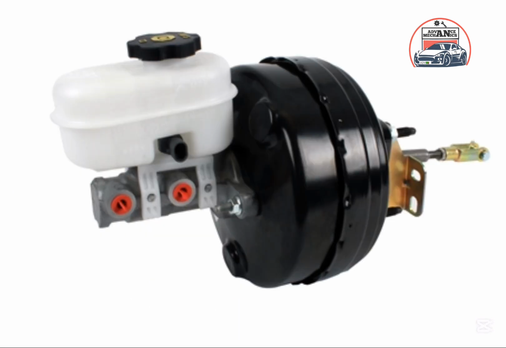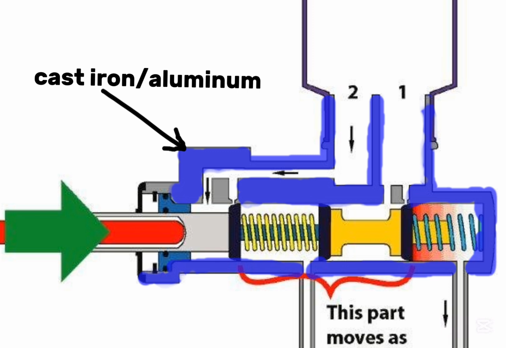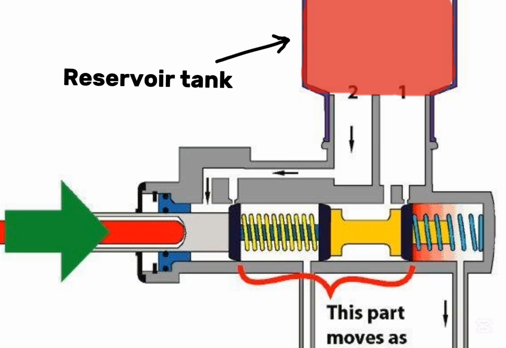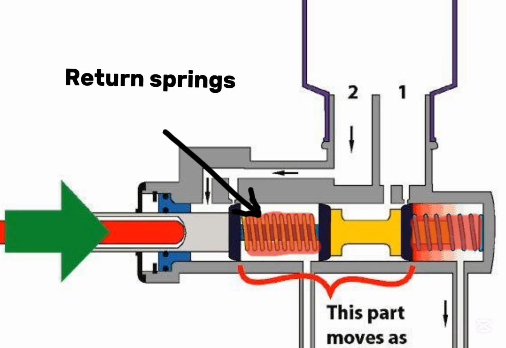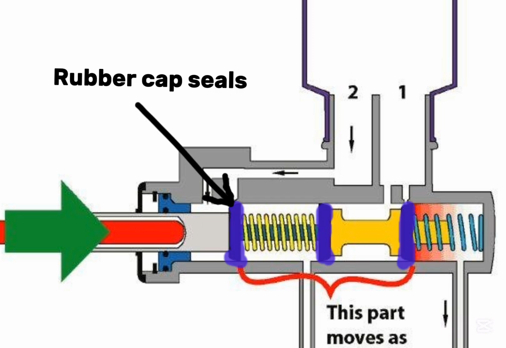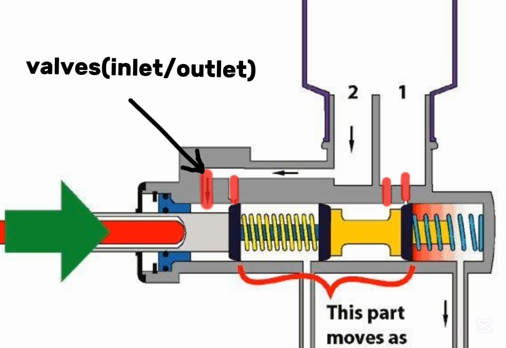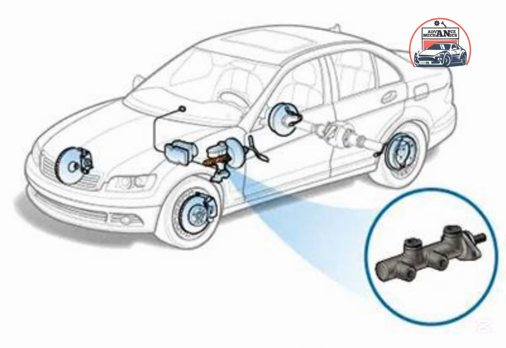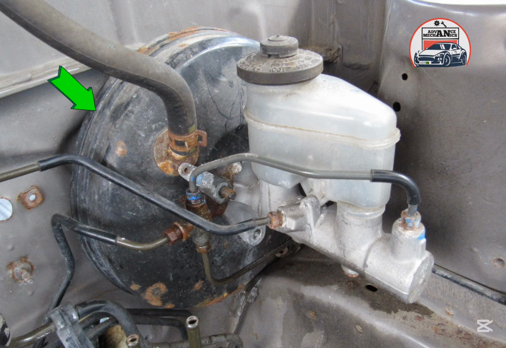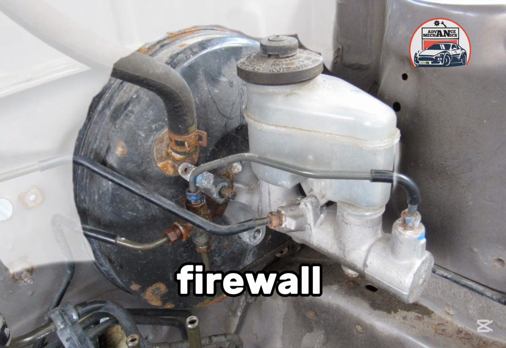The brake master cylinder is made of a cast iron or aluminum body, a reservoir tank that stores brake fluid, a piston or pistons that compress brake fluid to create hydraulic pressure, return springs that help pistons to return to their original position after braking, rubber cap seals that prevent leaks and are located inside the cylinder around the pistons, and valves that control the flow of brake fluid. The brake master cylinder is located on the driver's side inside the engine bay, often attached to the brake booster, which is also attached to the firewall.